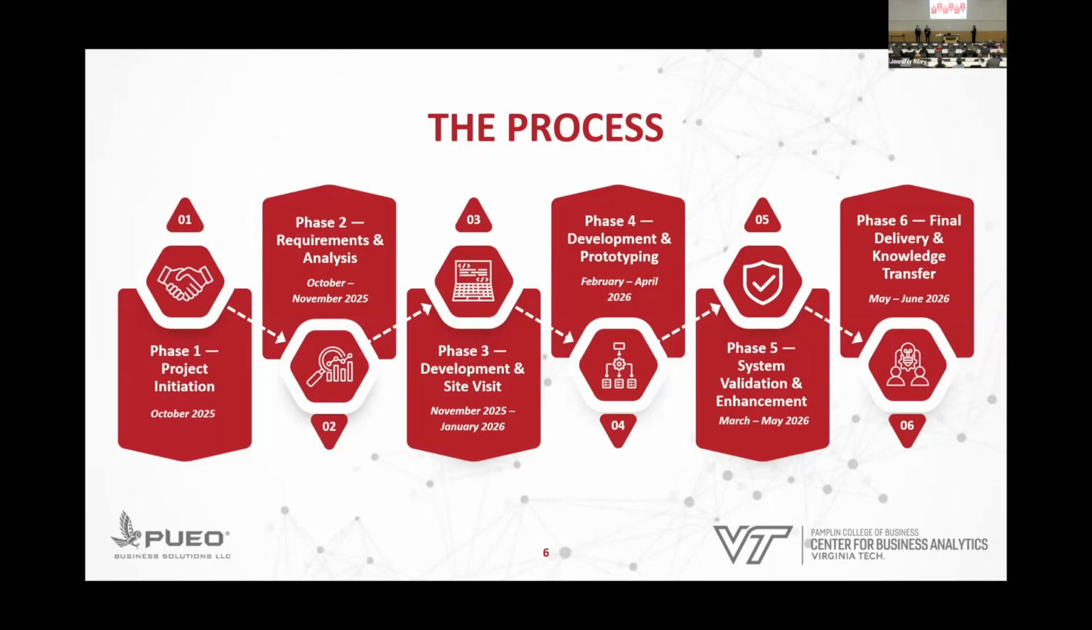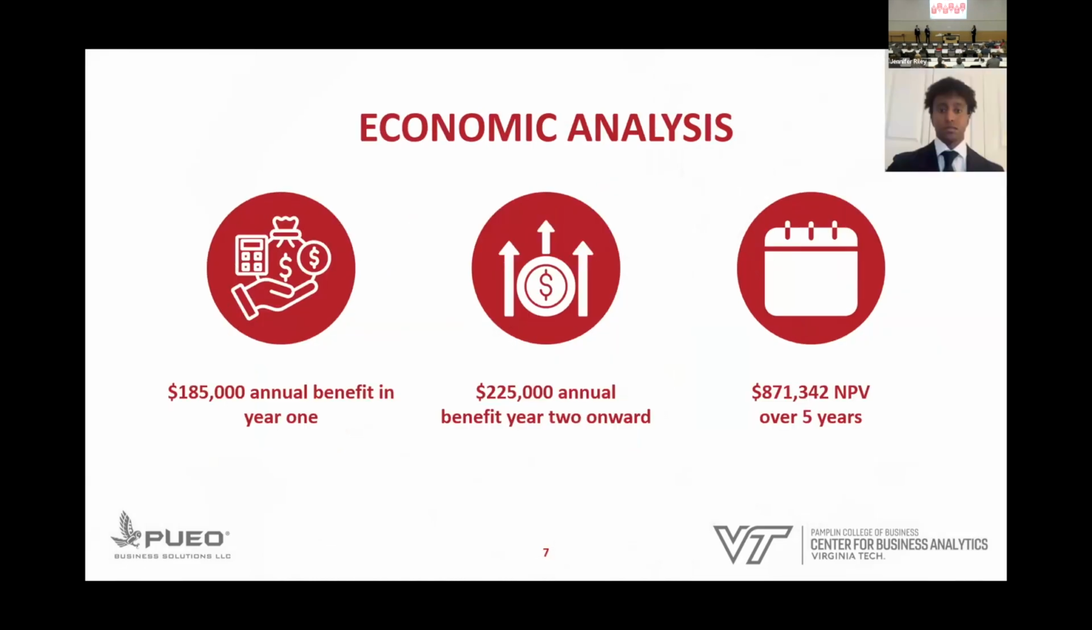Now, to explain the economic analysis of our teamwork and our hard work, I'm going to pass it on to Daniel. Here's our business case. With $185,000 in annual savings after year 1 sunk cost. And year 2 and following, we keep the $225,000 in raw savings. Looking at the next 5 years, your net present value is just over $871,000. And now I'll pass it on over to James.